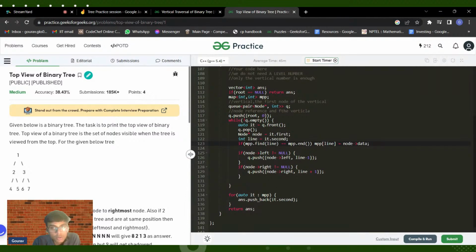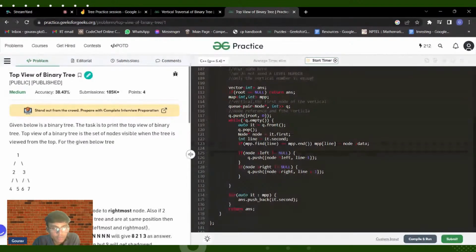So we will store the data. If it is not already present, it will do nothing, because if it is already present, it means that we have already encountered the very first node of that vertical. So it makes no sense to proceed forward. After that, we will go to the left and we will go to the right.